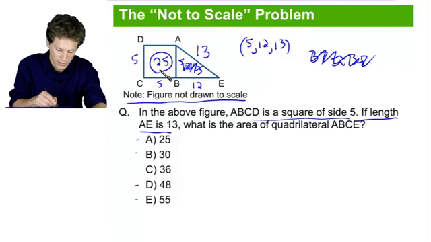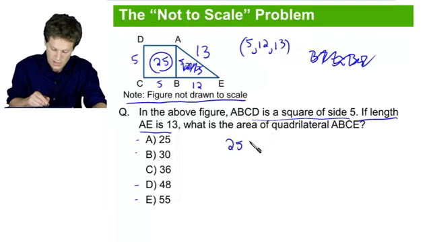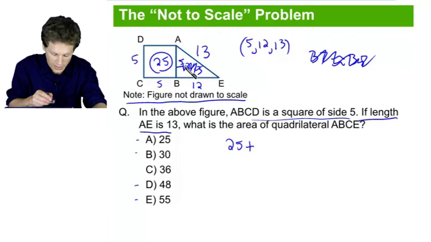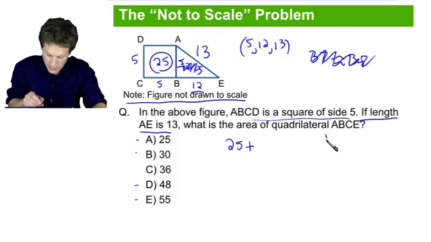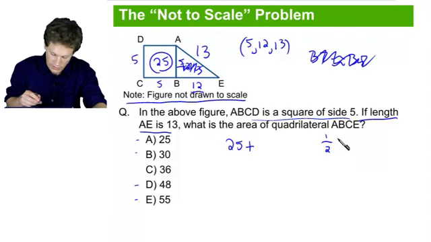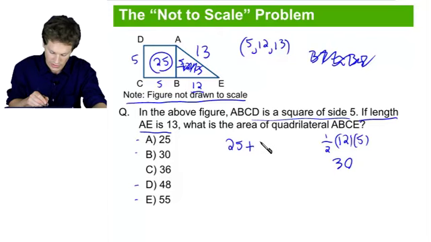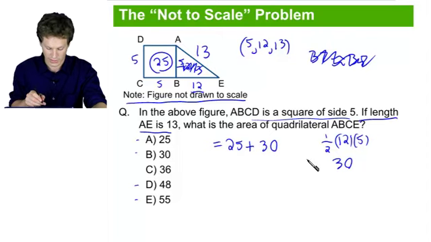We know that the square is still going to be 5 by 5, therefore it has an area of 25. And the triangle here has dimensions of 5 for height and 12 for length, and we know that the area of a triangle can be calculated using 1/2 base times height. So let's plug those numbers in. If the base is 12, the height is 5, we get 1/2 times 60, which equals 30. So the area of this entire shape is going to be equal to 25 plus 30.